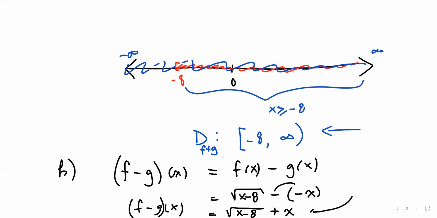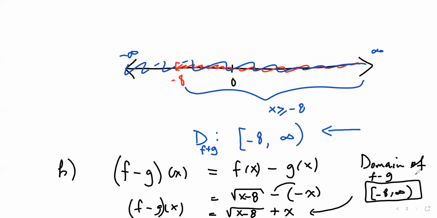Okay, so this is the equation for f minus g. So the answer will be just this, right? And the domain is the same. So the domain of f minus g is also the intersection. So I'm going to write the same exact thing. The domain of f minus g will also be negative 8 to infinity. Okay, so this is the answer for the domain.